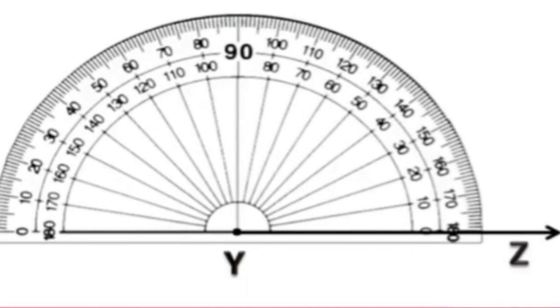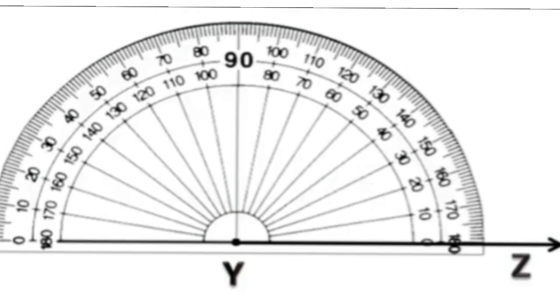Observe here carefully. We keep the vertex of the angle on the center of the protractor and the initial arm YZ is exactly on 0 degree. So here YZ should coincide with the baseline of the protractor. We have taken 0 of the inner scale.